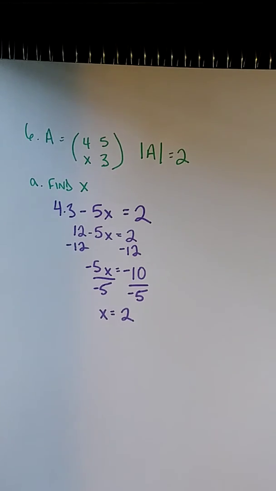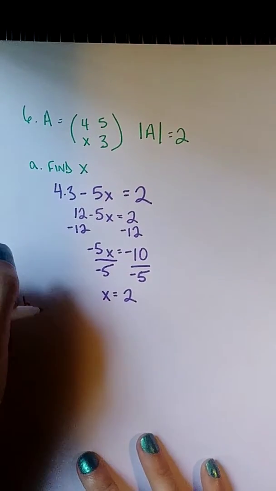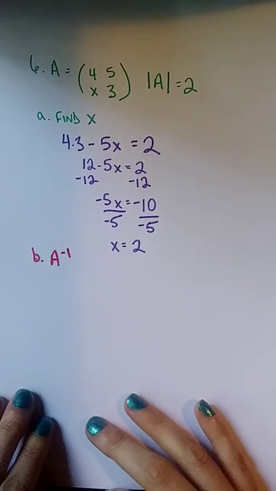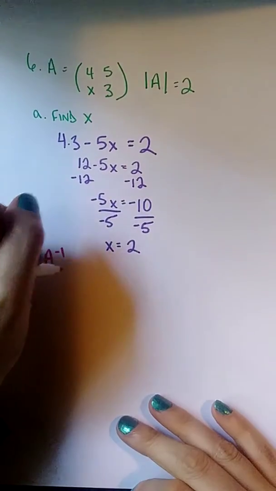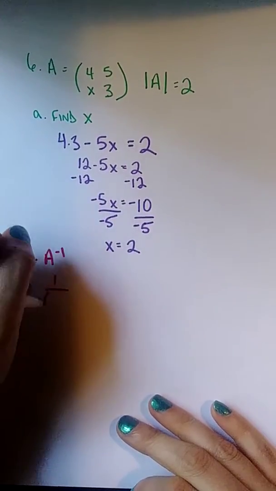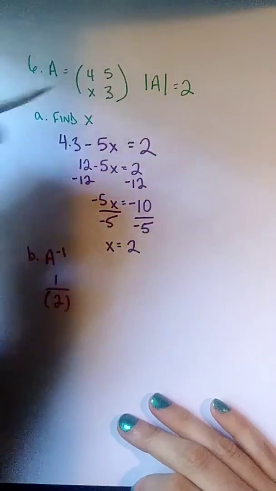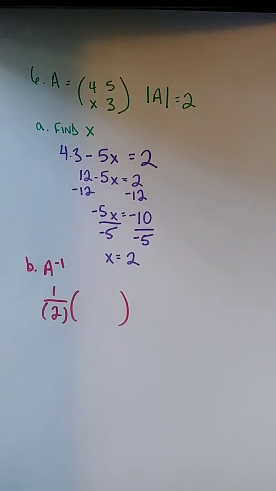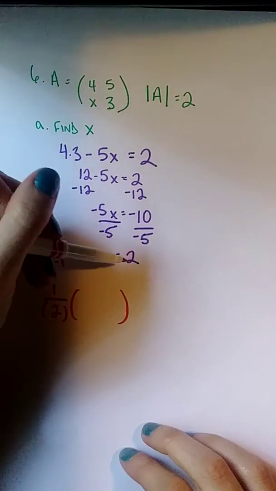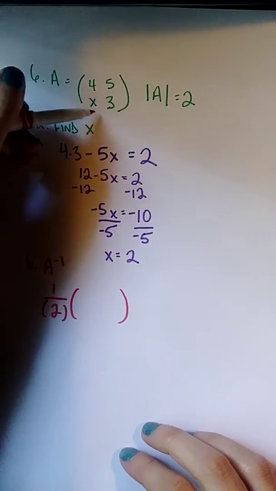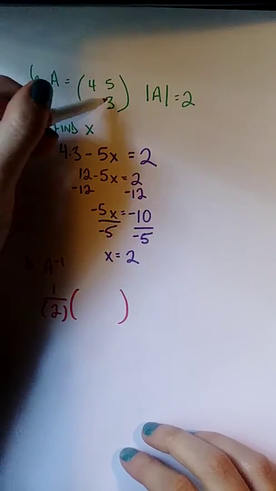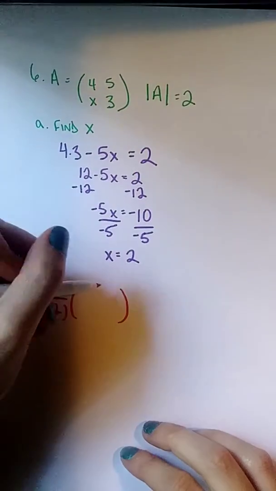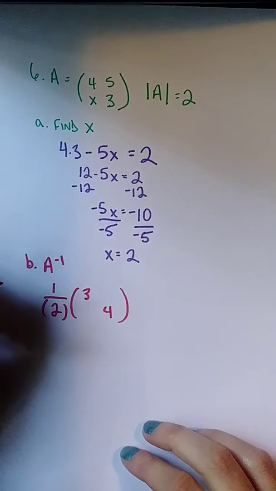For part B, it would like us to find our A inverse. So in order to find our A inverse, we're going to have to do 1 over our determinant, which was the 2 that they gave us. And we'll have to multiply that by our flippy matrix, our adjugate. So in order to do that, we're going to have to know that this is a 2. So we're going to have to flip the places of our leading diagonals, 3 and 4 instead of 4 and 3.